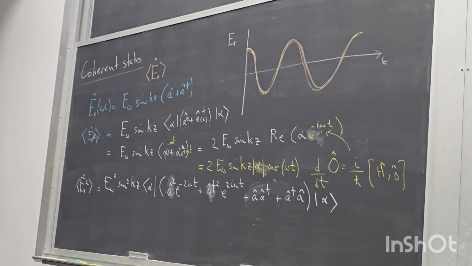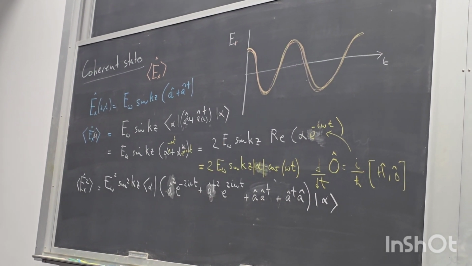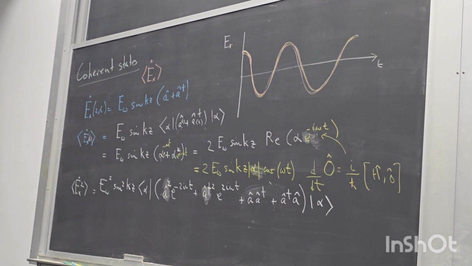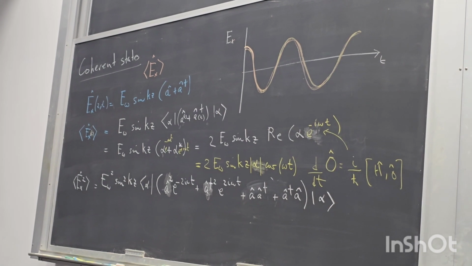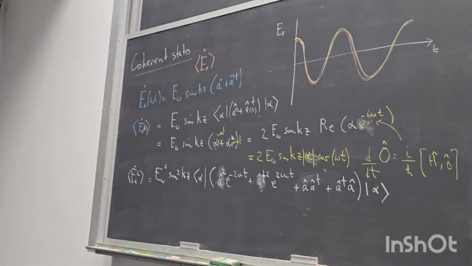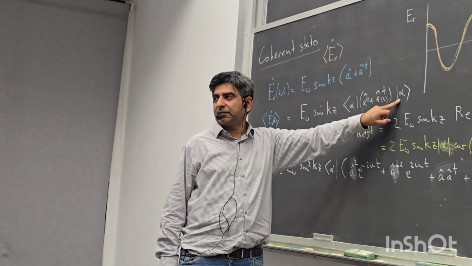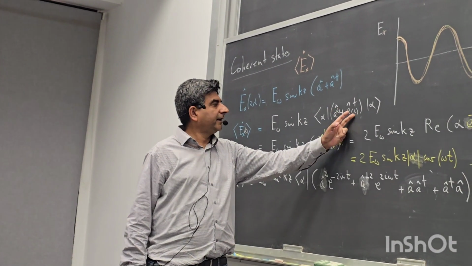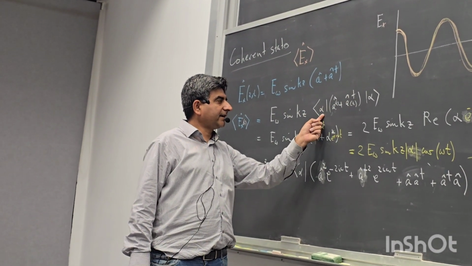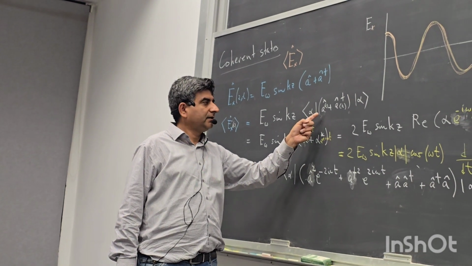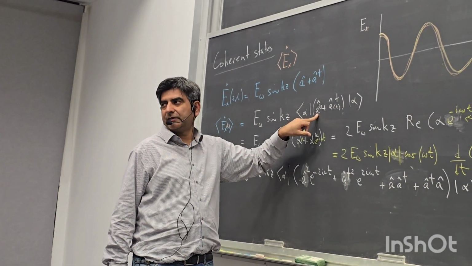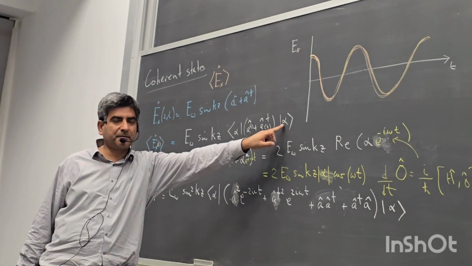Displacement, the expectation value of the electric field element is not zero, because when a acts on alpha it gives me alpha, and in the reverse, alpha dagger acts on alpha to give me alpha star. This is an eigenstate of a. This is not a number state.